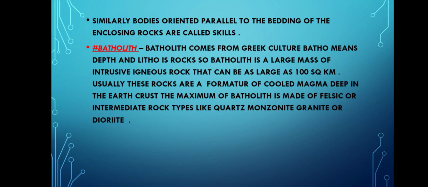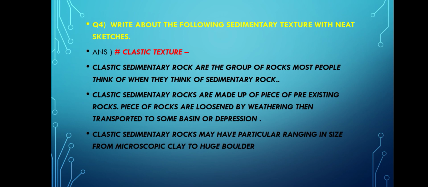Usually these rocks are a formation of cooled magma deep in the earth's crust. The magma of batholiths is made of felsic or intermediate rock type like quartz, monzonite, granite or diorite. Now come to the next question.